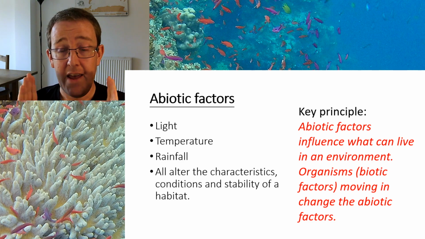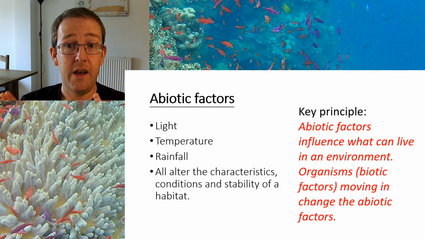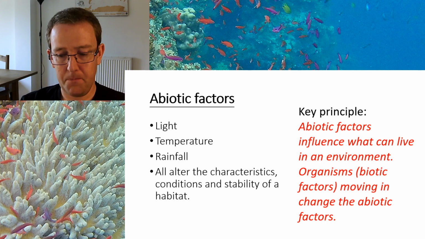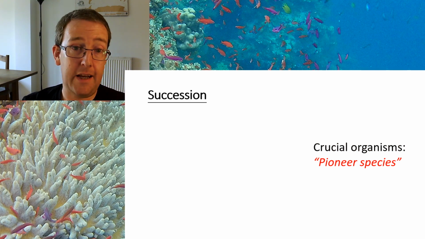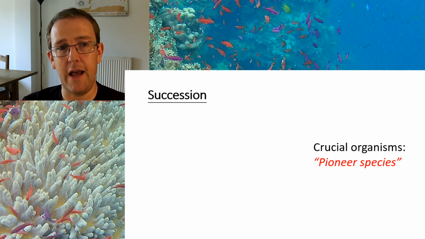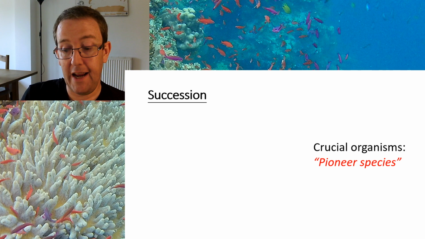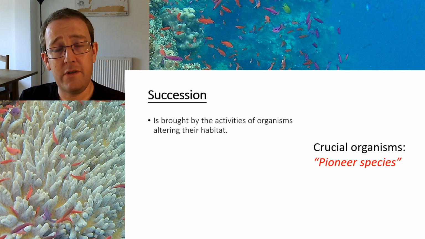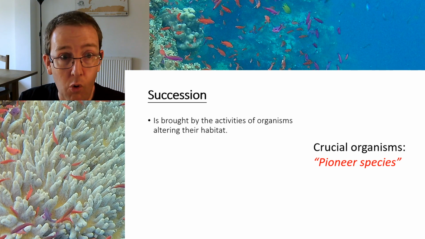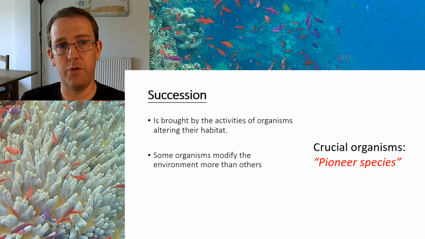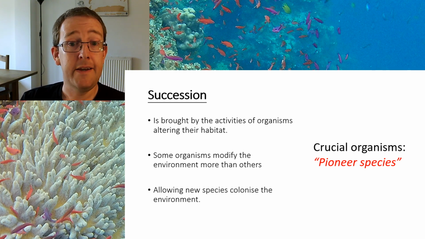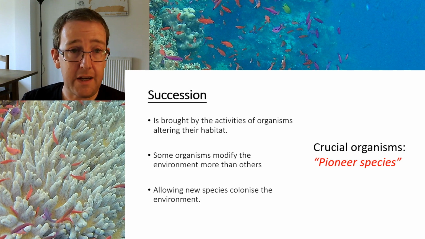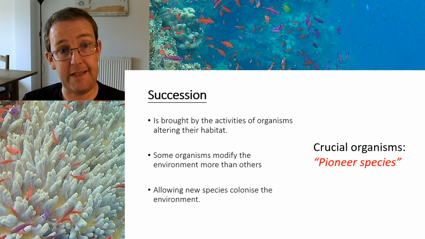So the key principle there: abiotic factors influence what can live in an environment, and organisms, or biotic factors, moving in, change the abiotic factors. Succession always starts with these crucial organisms called pioneer species, and that's a key term. The pioneer species is the first organism in, adapted to extremes and getting in first. They bring about an alteration in the habitat. Some of them modify the environment more drastically than others, and some are kind of along for the ride. They allow new species to colonize the environment in their wake. They change the environment so it's more suitable for the next stage in the succession.